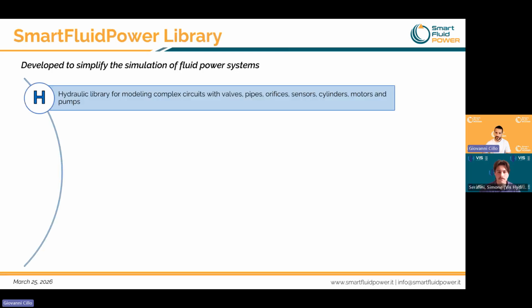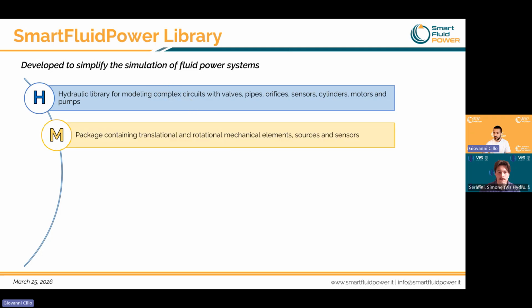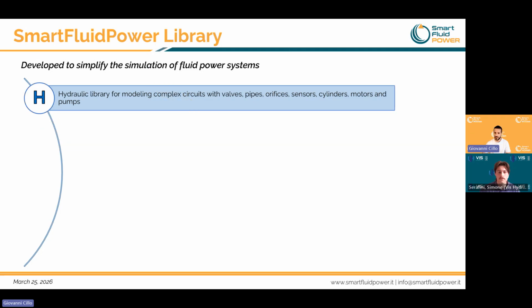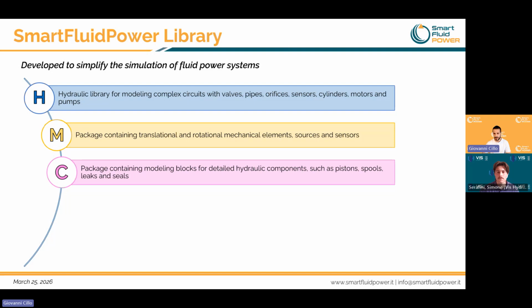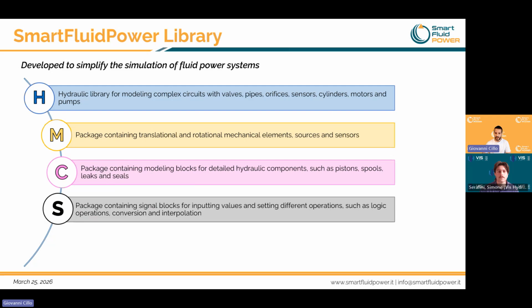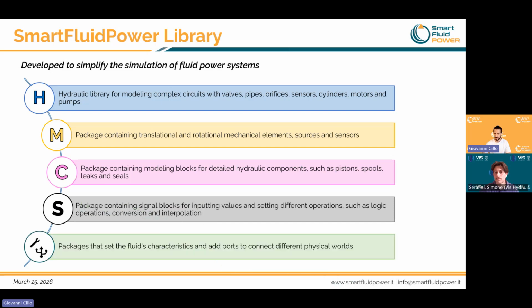We have developed several libraries: a hydraulic library for modeling complex circuits with valves, pipes, orifices, cylinders, pumps, motors; a mechanical library divided into translational and rotational elements, so masses, sources, sensors; a component library that is used for detailed modeling of elements such as poppets, spools, leaks; a signal library containing blocks used to provide inputs to our system; and a fluid package that is used to define the properties of nearly incompressible flow.